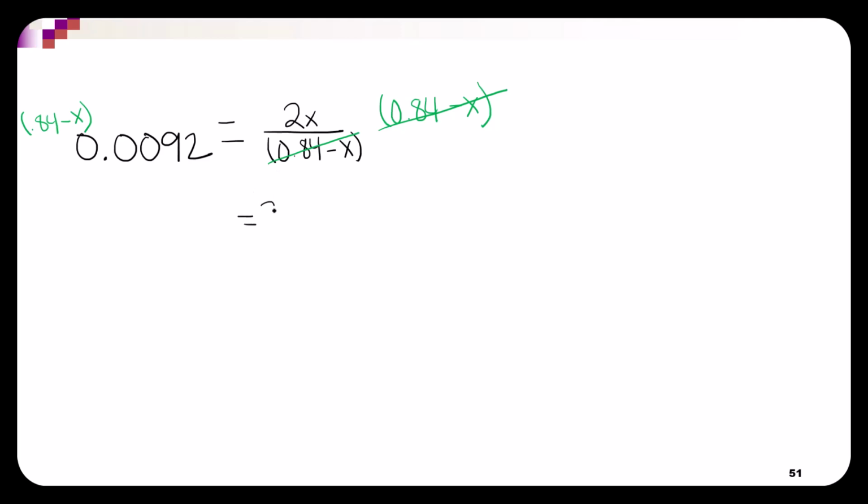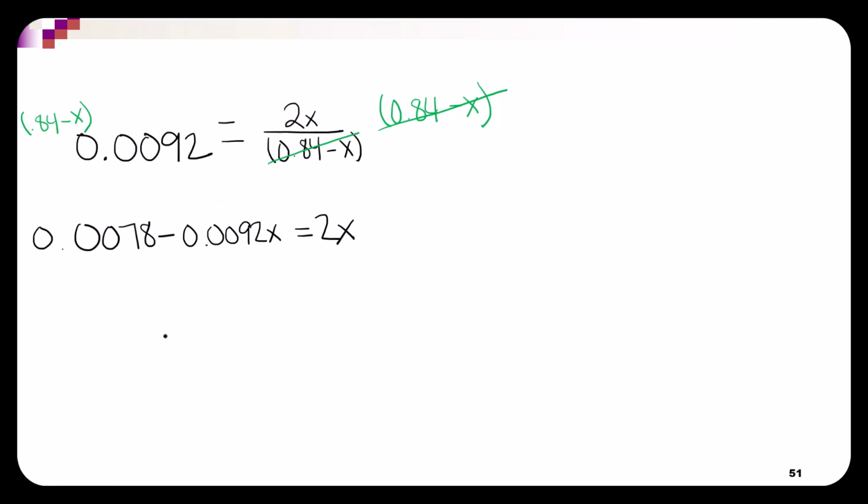All right, so to solve here, we're left with just 2x on the right-hand side. Now I'm going to distribute that 0.0092 through. So 0.0092 times 0.84 equals 0.0078 minus, and then I take this 0.0092 times x, we have 0.0092x.